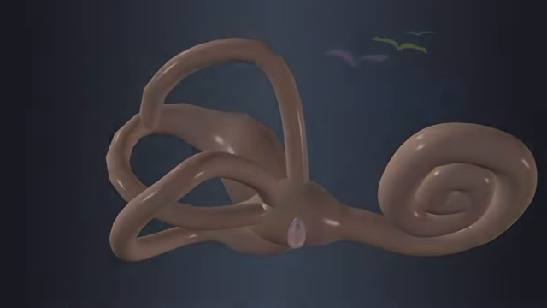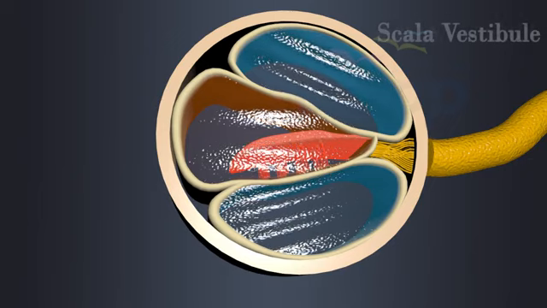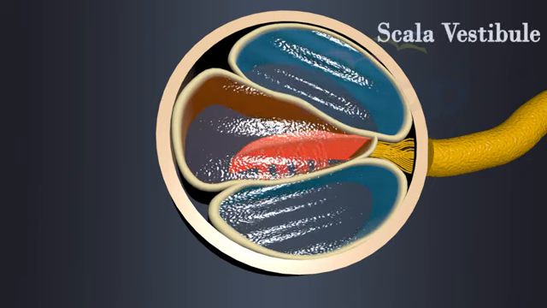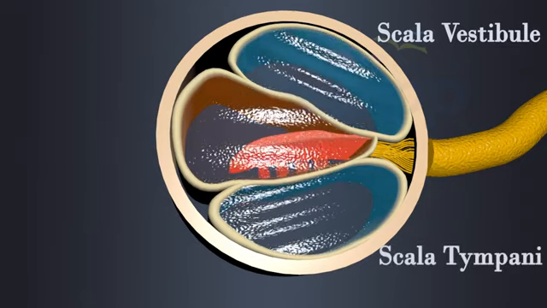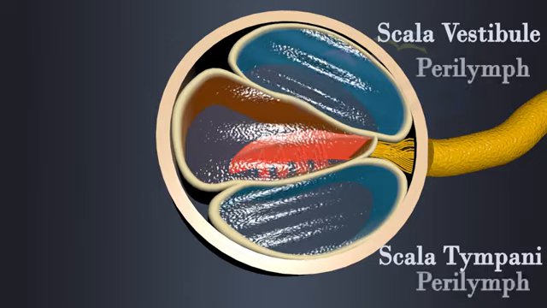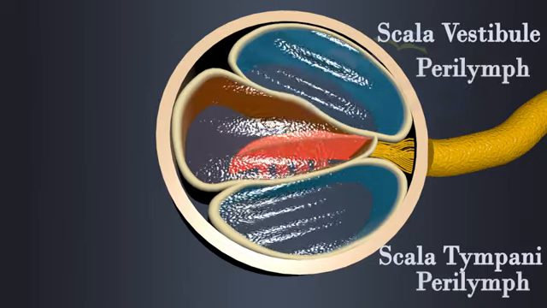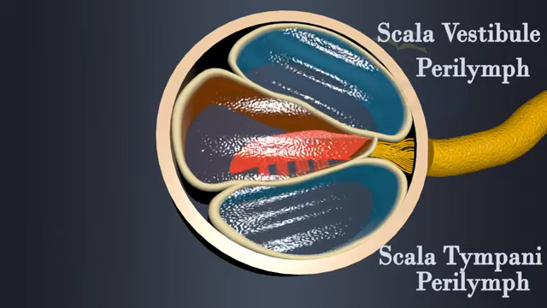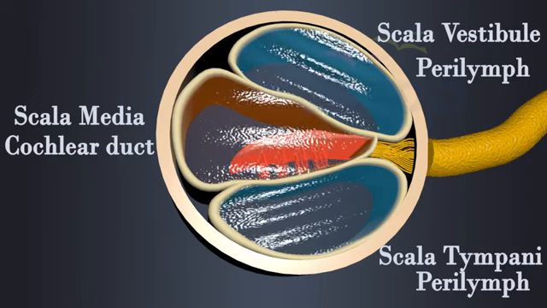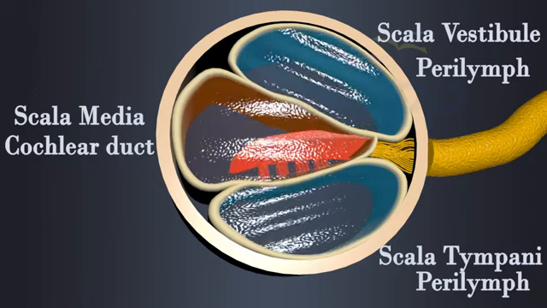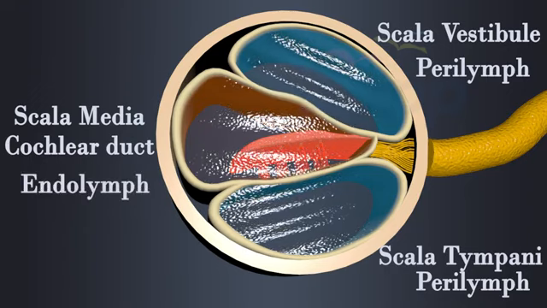The cochlea is divided into three fluid-filled chambers: the upper chamber known as scala vestibuli and the lower chamber known as scala tympani. Scala vestibuli and scala tympani are filled with perilymph fluid. The chamber in the middle that separates scala vestibuli from scala tympani is called scala media, or cochlear duct. The cochlear duct, or scala media, is filled with endolymph.